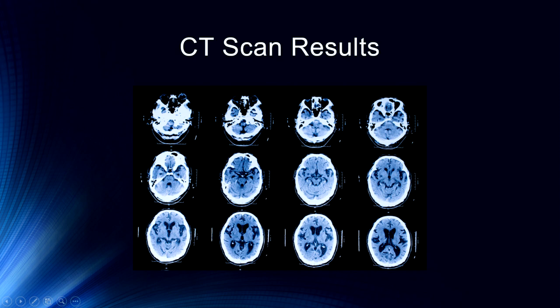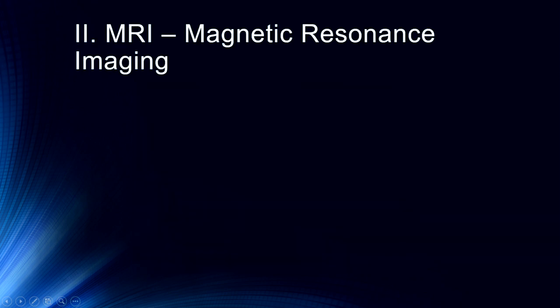We can also look to make sure the corpus callosum is intact, look for any structural abnormalities, subdural hematomas, brain tumor, that sort of thing. So that's what a CT scan looks like.